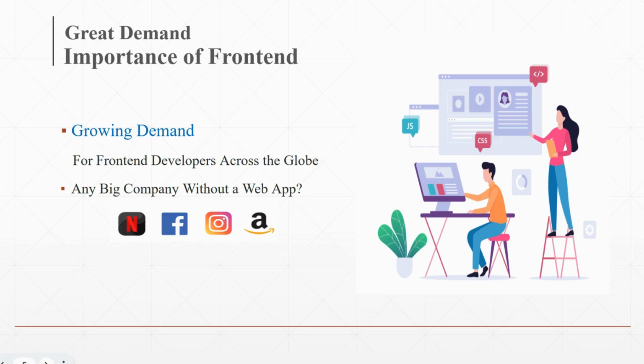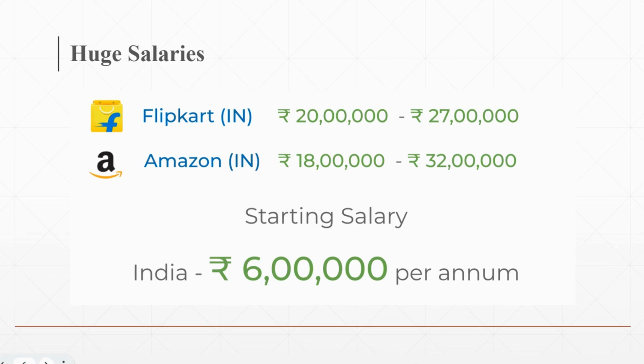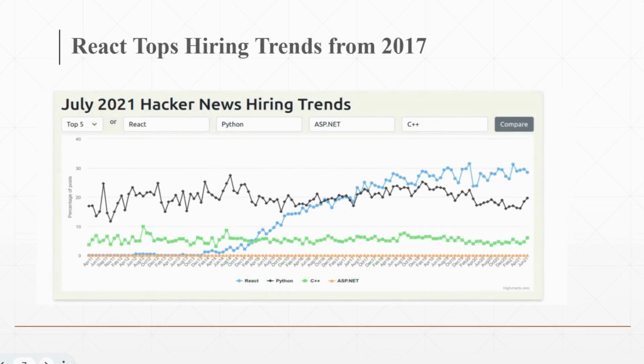Now let's understand what salary packages are offered, first in India. In this slide, we can see Flipkart and Amazon are paying higher salaries in India, and the starting salary in India is 6 lakhs per annum. And we can see React tops the hiring trends from 2017.